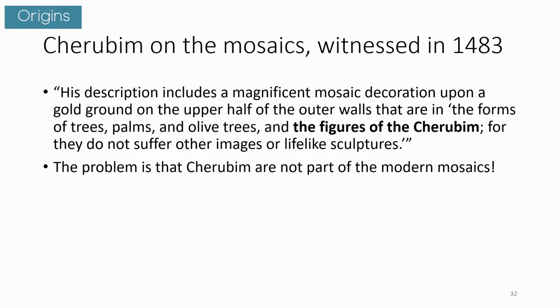He goes on to describe cherubim on the mosaics. This is witnessed in 1483. His description includes a magnificent mosaic decoration upon a gold ground on the upper half of the outer walls that are in the forms of trees, palms, and olive trees, and the figures of the cherubim, for they do not suffer other images or lifelike structures. The problem is that cherubim are not part of the modern mosaics. This is further evidence that things have changed quite dramatically since then.